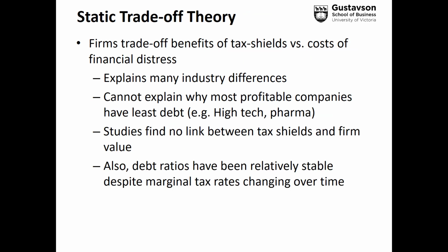The static trade-off theory has been useful in explaining differences across many industries. We see some industries where debt levels are high and others where debt levels are low, and it seems to be related to the stage of maturity of the industry as well as the degree of fixed assets. However, this theory cannot explain why some profitable companies have little or no debt, such as high-tech firms or pharmaceutical companies. These studies also find no link between the benefits of tax shield and firm value, and they show that debt ratios have been high over time despite marginal tax rates changing, which is inconsistent with the static trade-off theory.